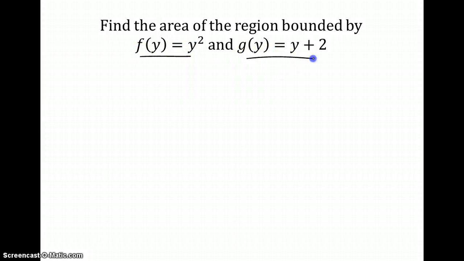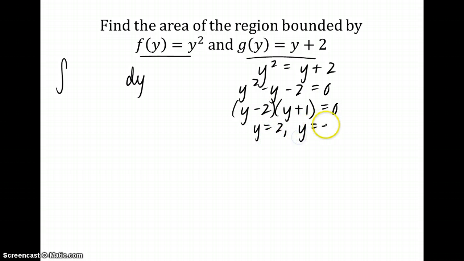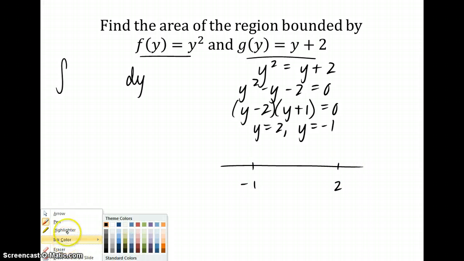Alright, now look, our integrals in terms of y, but we can treat it the exact same. So we're going to integrate with respect to y, because our functions are in terms of y, but the entire process is the same. Find the points of intersection by setting the functions equal to each other. Y minus 2, y plus 1. Okay. So between negative 1 and 2, these represent our boundaries.